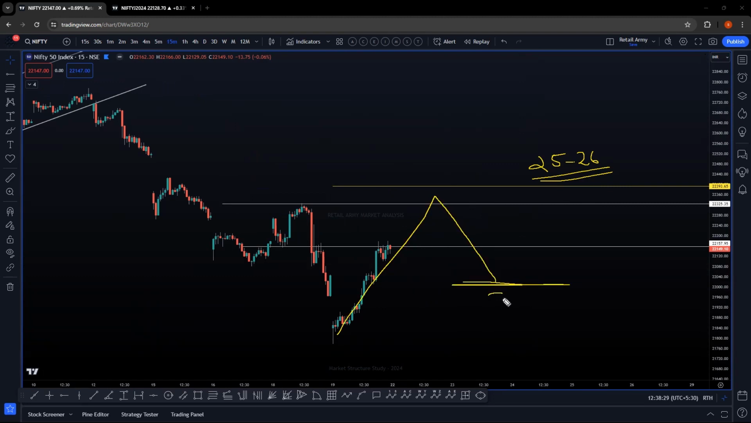If this time zone is the 25th to 26th, it's very simple. Try to understand this. If the market comes back down into the 25th, 26th, then I will look for a long opportunity. Very simple in this.